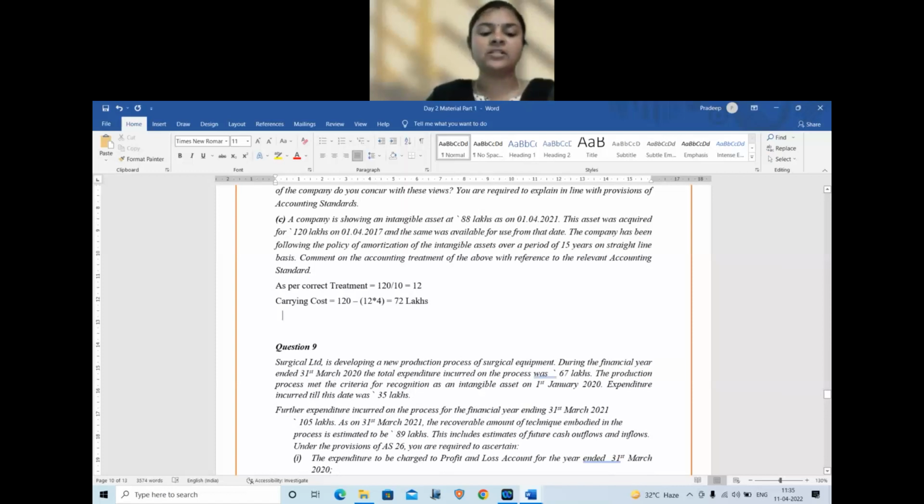But what is the wrong carrying cost? Wrong carrying cost is 88 lakhs. I am using the word wrong for your understanding. You can write carrying cost as per the company, carrying cost as per AS 26. Like that, if you write, it will look better in your answer paper. So 88 lakhs.